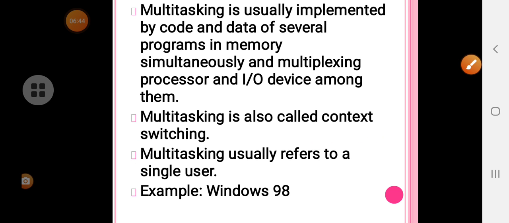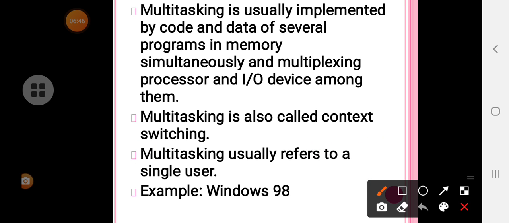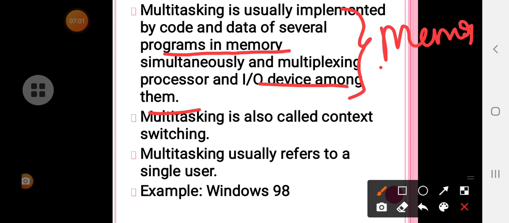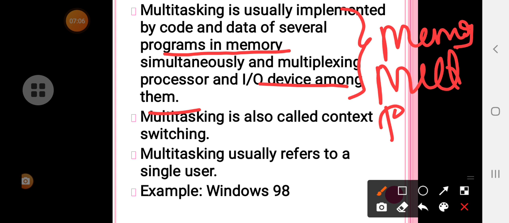It is usually implemented by keeping code and data of several programs in memory simultaneously, and multiplexing processors and input-output devices among them. So what are the resources which are used here? Memory is used simultaneously, and it also uses multiplexing processors. Processor in the sense it is going to process the data. i3, i4 in the sense Intel Core processors. All these processors are used to assign the task.